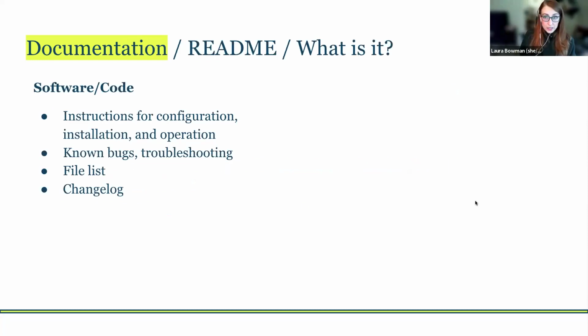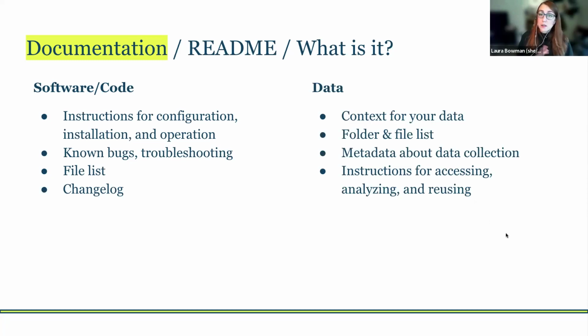So when I say ReadMe, you may think of software or code. That's kind of the origin of that term. And so a ReadMe, I think they're required on GitHub, for instance, if you publish code there, has instructions for configuration of the code, installation, any bugs, troubleshooting, the change log, anything you would need to know about the code to run it, right? So the data version is the same concept, just translated to data.